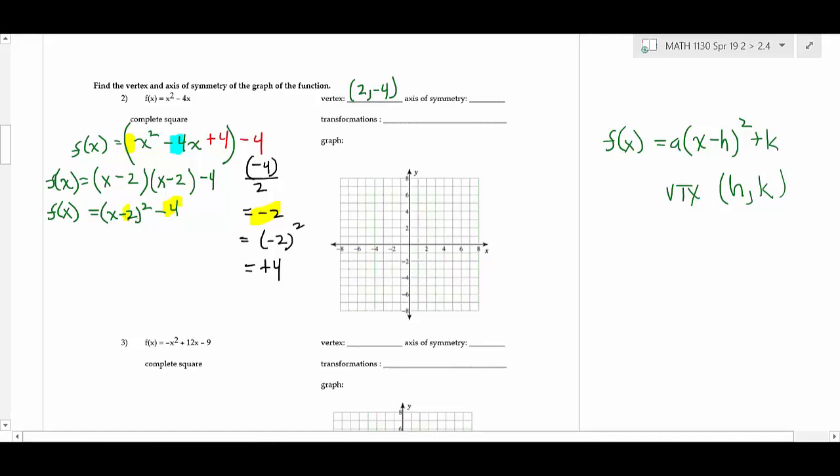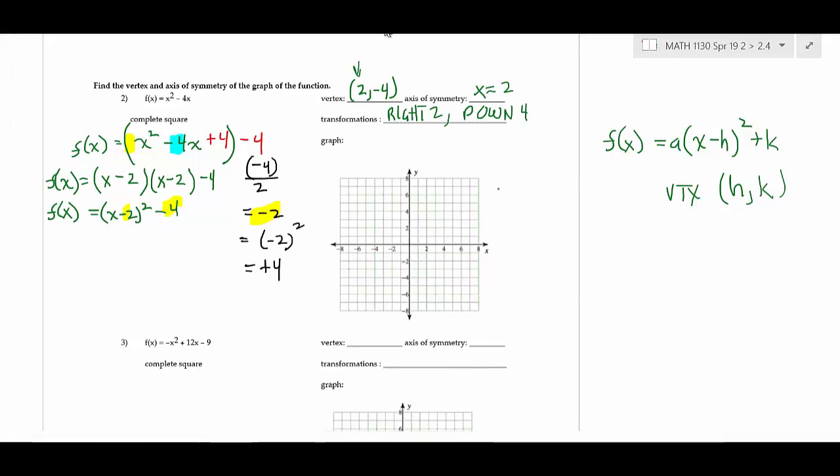What are the transformations? What does that 2 do? How does that change the basic parabola? Right 2, what does the -4 do? Down 4, okay? So the transformations are just right 2, down 4. That's what the vertex is, it's just showing you where that transformation is, okay? How about the axis of symmetry? What's that? X equals 2, okay? That's just the x value that it goes through, okay? And then the rest of it, we're ready to graph, okay?